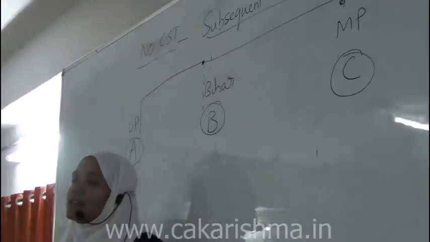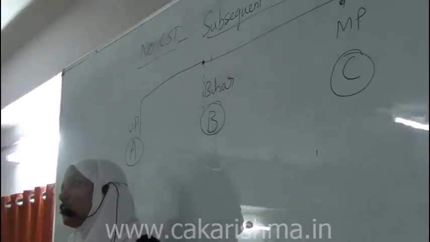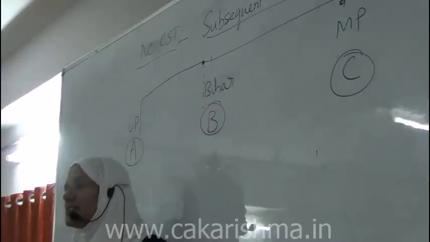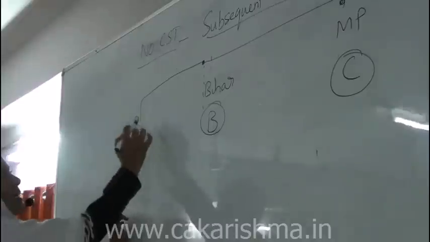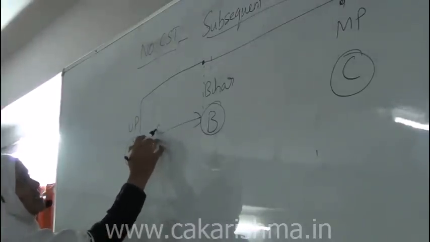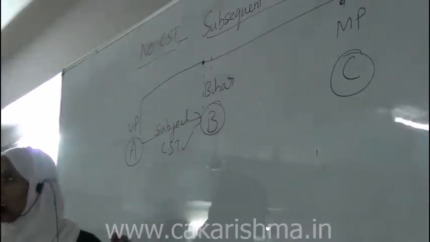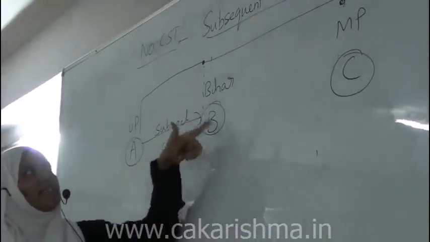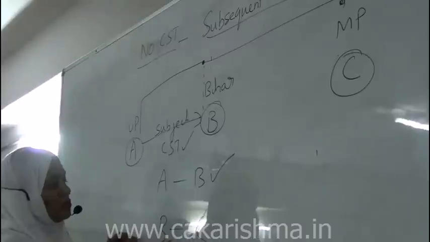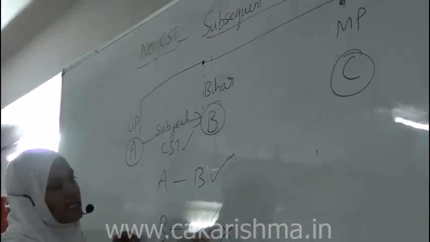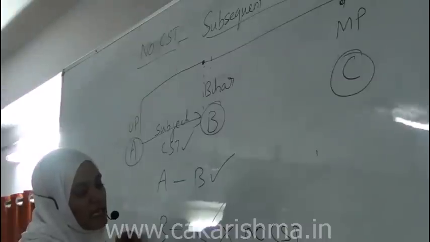...is taxable and all the other subsequent sales are exempt from tax. But in order to enjoy exemption, what is needed? Some conditions have to be satisfied. What are the conditions? For example, this particular sale is subject to CST. Now subsequent sale is exempt. So A to B is taxable, B to C and C to D are exempt. There is no CST in this case.